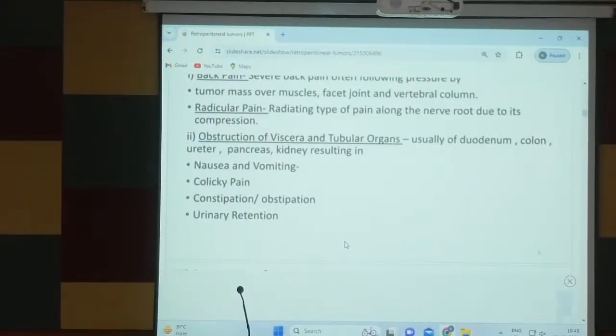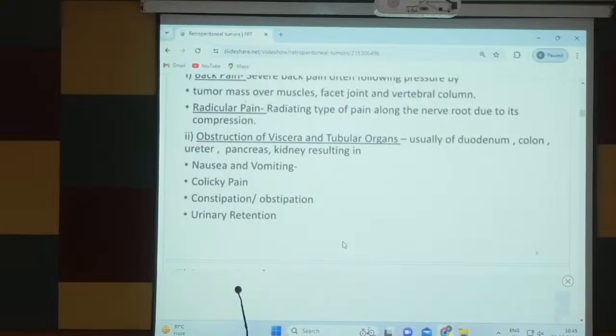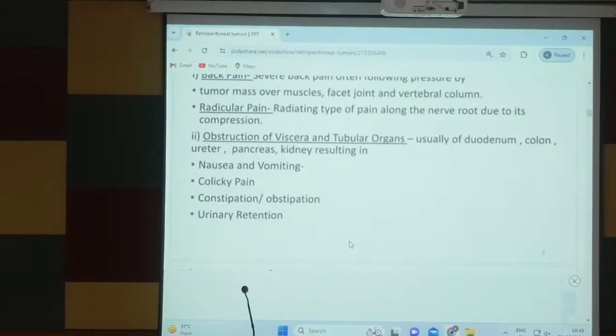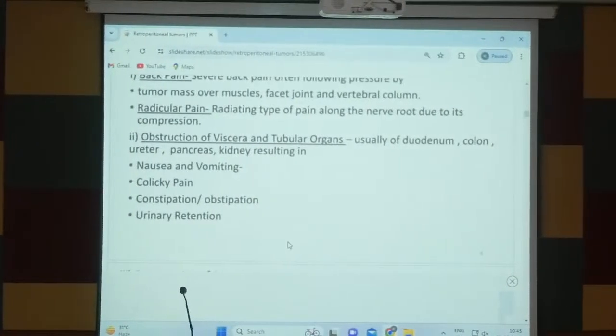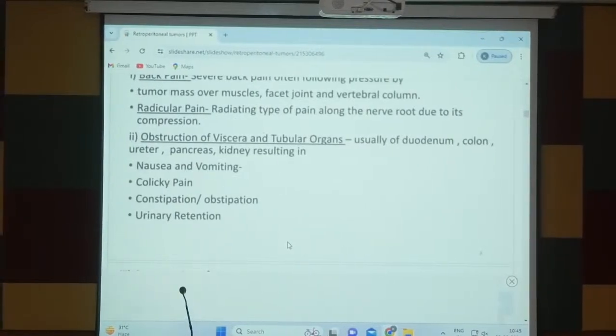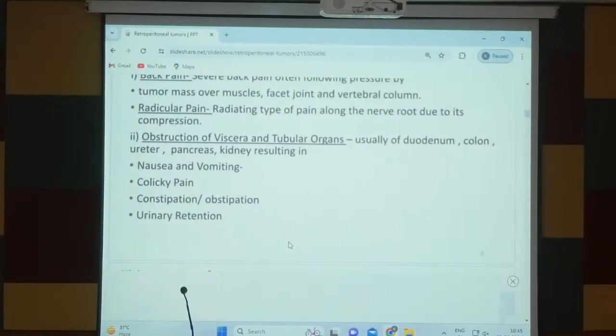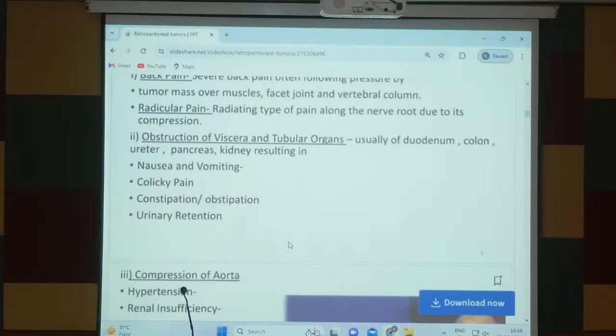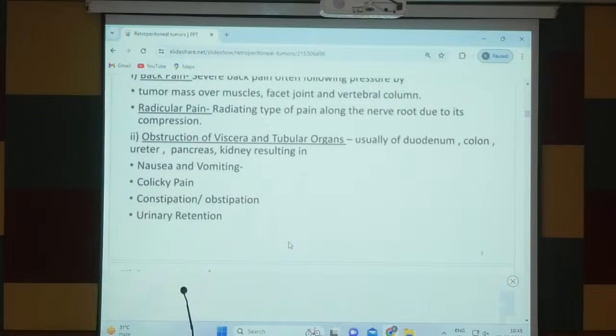Radicular pain, if they are towards the back, putting pressure on the nerves in the back, there will be radicular pain. What does radicular pain mean? What is radicular pain? Pain from the back radiating down. The whole lumbar plexus is below, the nerves are there, abdominal lumps putting pressure on the nerves behind will cause radicular pain. Possibility of radicular pain is there.